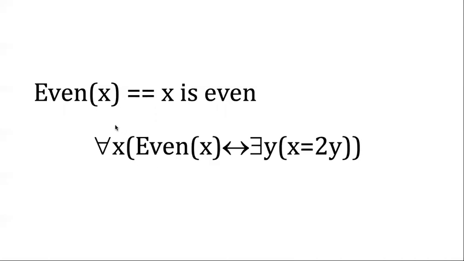So for all objects, they're even if and only if the following condition holds. There is some object, in the domain such that X equals 2Y. Now, what does that mean? Let's use an example. The number 6 is even. How do we know that? Because there exists some object in the domain such that 6 equals 2 times that object. Of course, the Y in that case is the number 3.